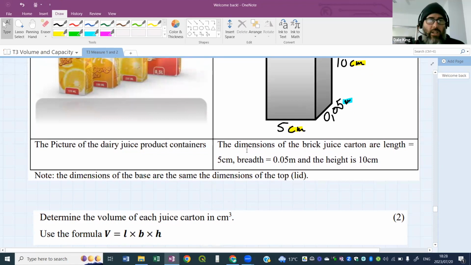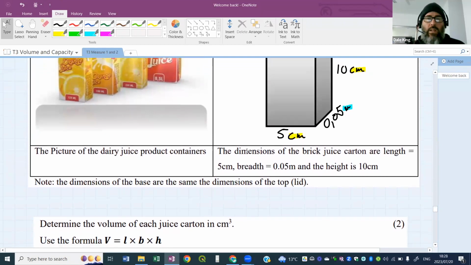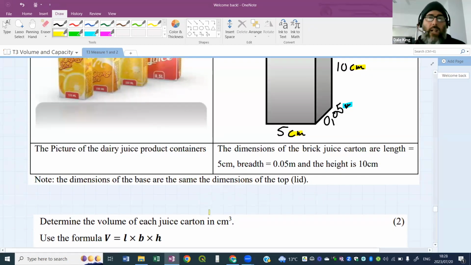Determine the volume of each juice carton in centimeters cubed. So we're just going to do this one here on the right-hand side. Okay. And we're going to work out the volume in centimeters cubed. So there we can see that they're asking for, and I'll highlight it in yellow again, centimeters cubed.